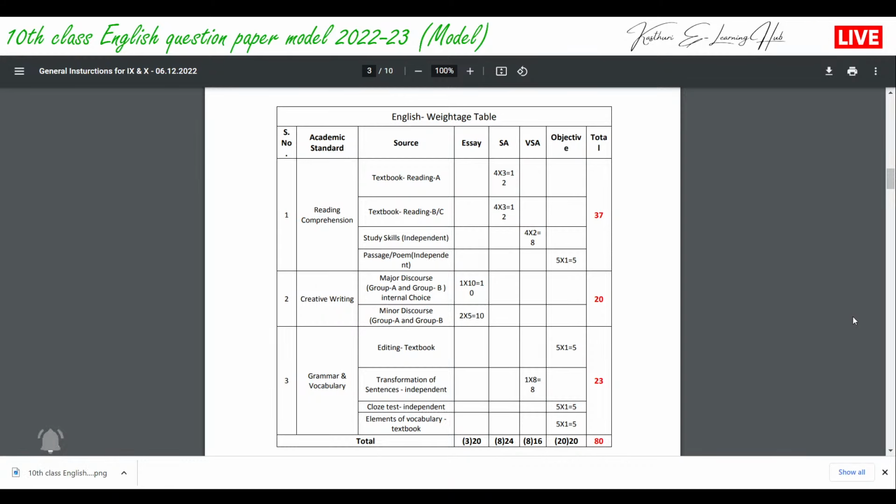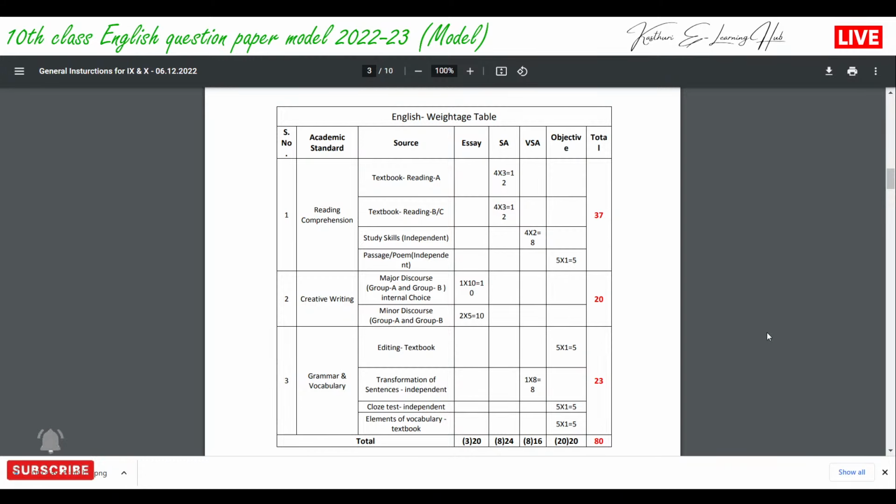So here is the way that the question paper has been designed. Let me just give a brief explanation to you. I won't take much of your time. I will just give you an idea how to prepare for the examination. The first one, section A, that is reading comprehension.